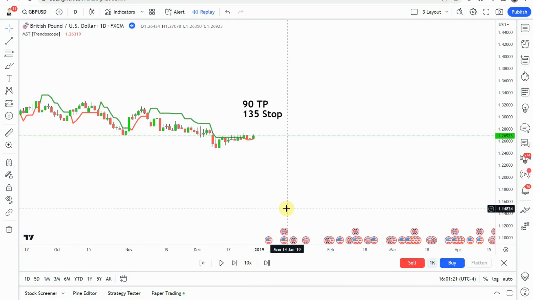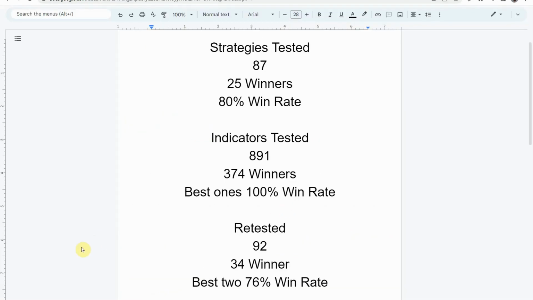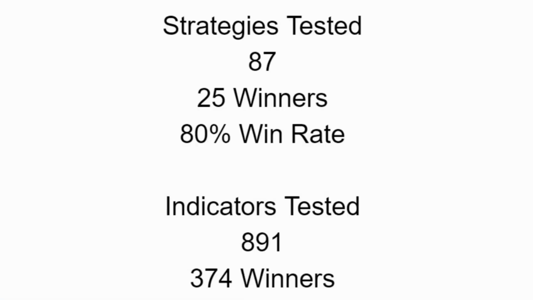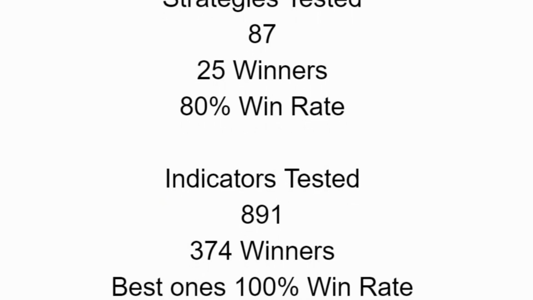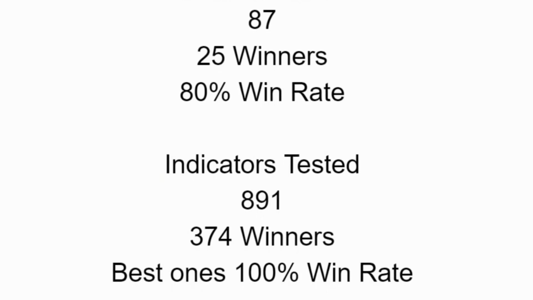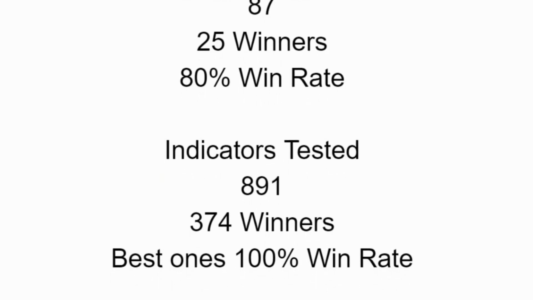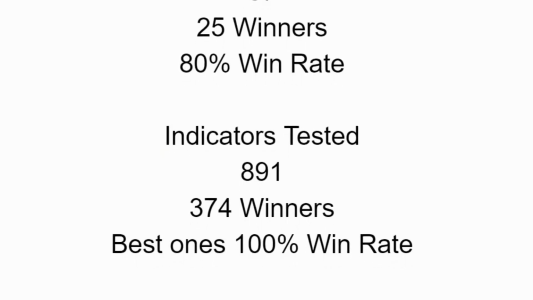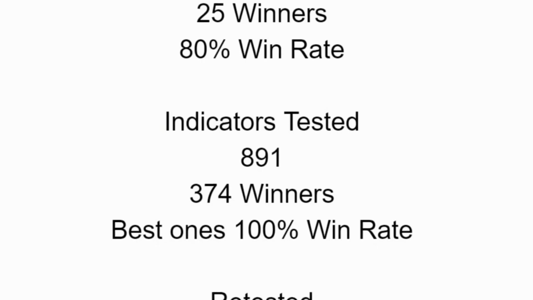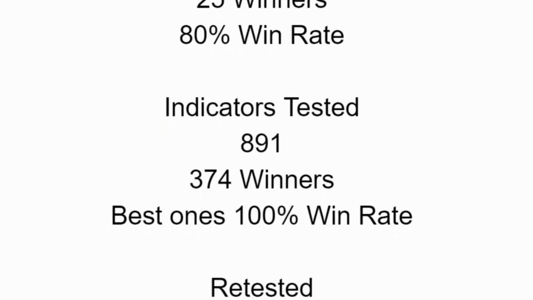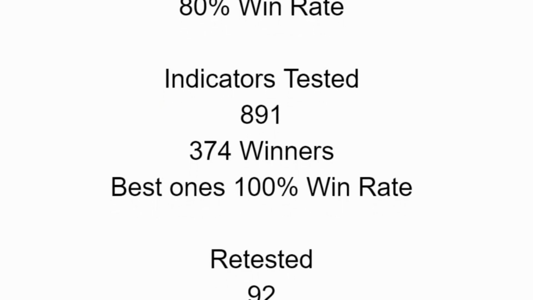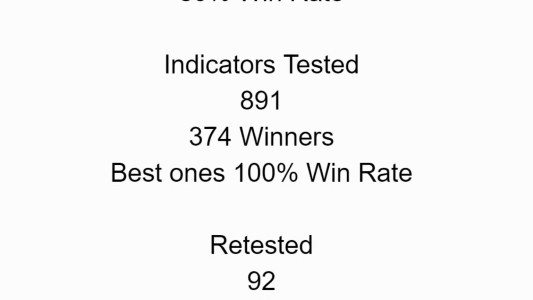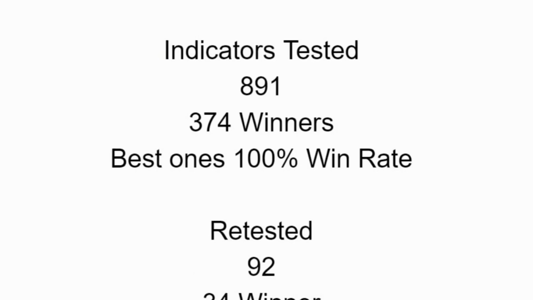Alright, as I said, today we will be testing the Master Supertrend indicator. Before we do though, I wanted to put the testing scoreboard up for everyone to see. So to date, we have tested a total of 87 different strategies, with 25 of them being winners. The best one so far was able to achieve an 80% win rate. We've also tested a total of 891 indicators, with 374 of them being winners. The best ones so far were able to achieve a 100% win rate. Now you need to go back and watch those videos to understand the context of how they were able to achieve that. So go back and watch those videos and see what you can get out of those winning indicators.